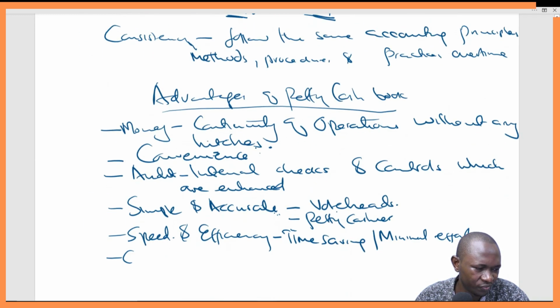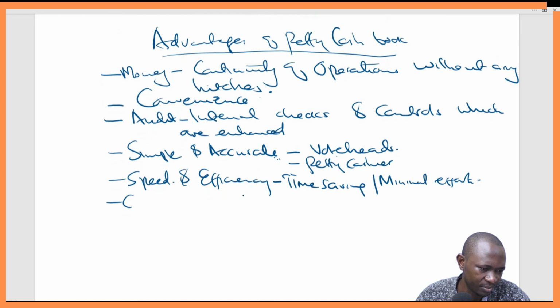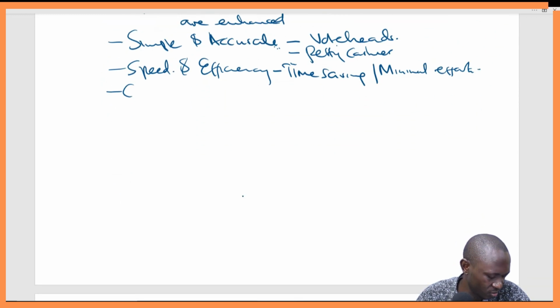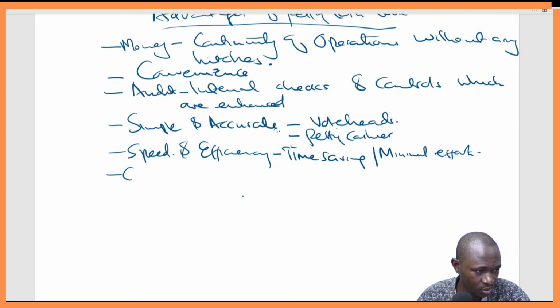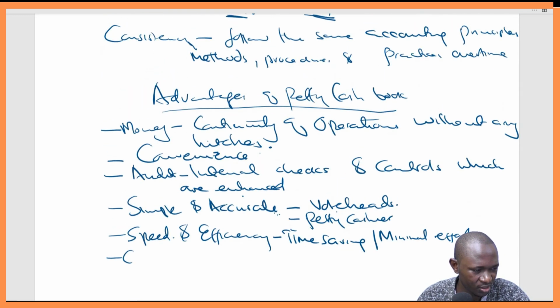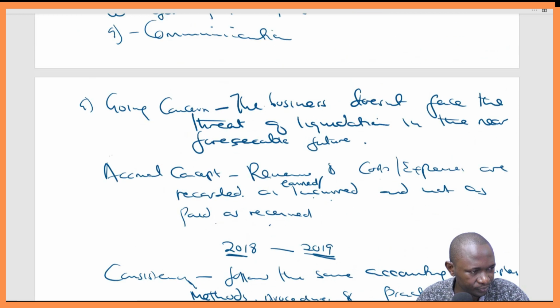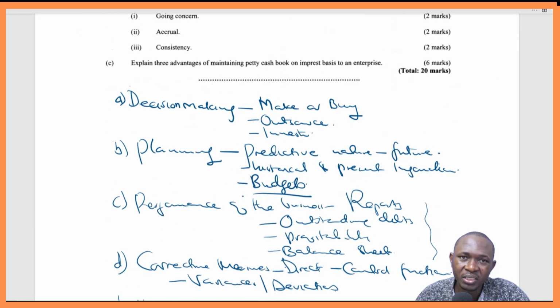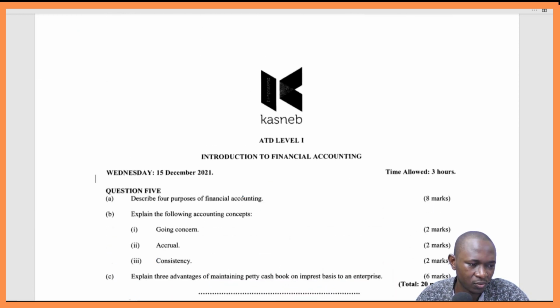So you can simply talk of availability of money all the time. Then, of course, that one will bring in convenience and continuity of operation. Then internal checks and accuracy levels, speed and efficiency, all those will apply. So, thank you. Let's just pick any 3 and we'll be done. We meet in the next question.